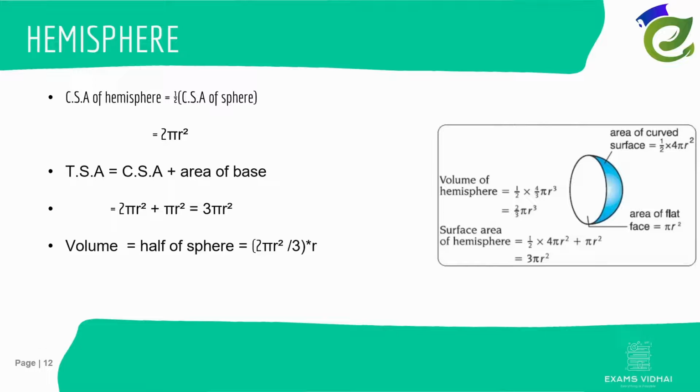Volume becomes half of the hollow sphere. We know that the volume of a sphere is 4 by 3 pi r cube, half of that is 2 by 3 pi r cube.